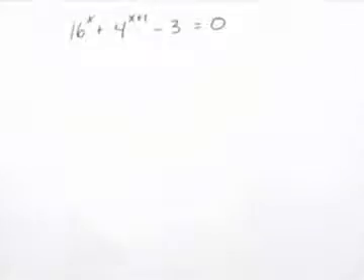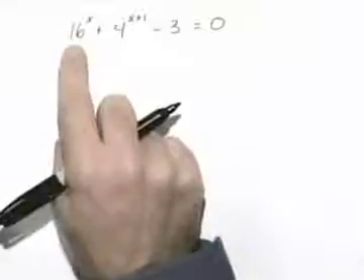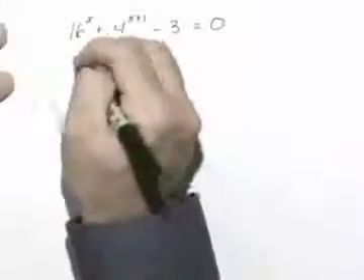We're going to solve the equation 16 to the x power plus 4 to the x plus 1 power minus 3 equals 0. The key to solving this type of equation is recognizing that the equation is what's called quadratic in form.